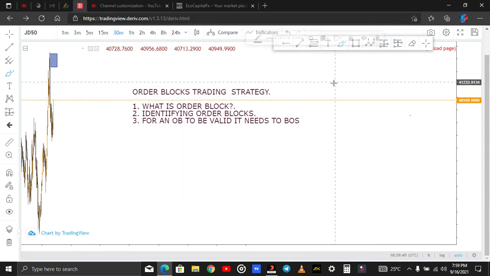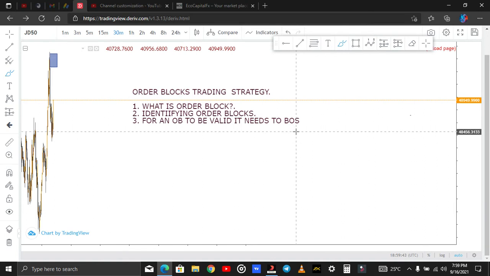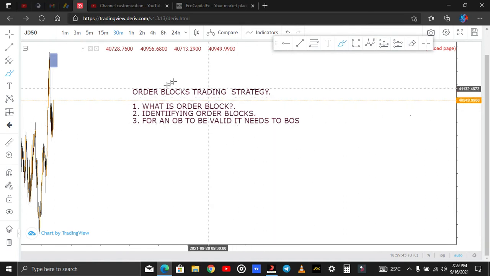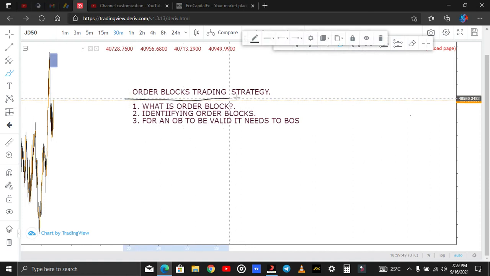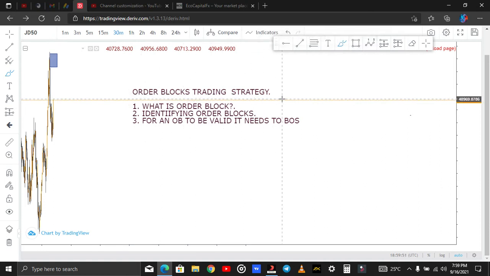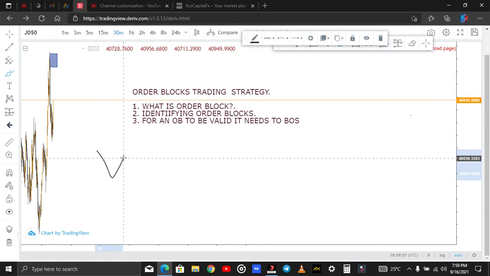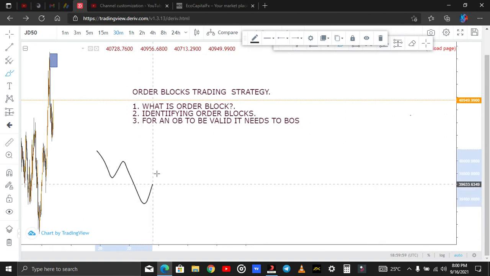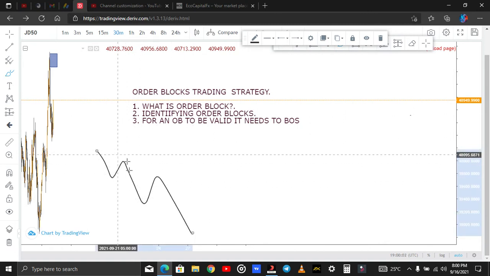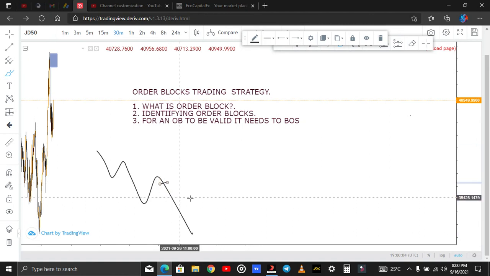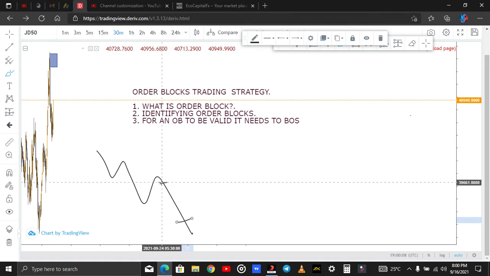So now, what is an order block? The order block strategy is simply a smart money trading concept. We are just trading alongside institutions or banks, because for price to move from this point here to this point here, large sums of money are required to make the move.